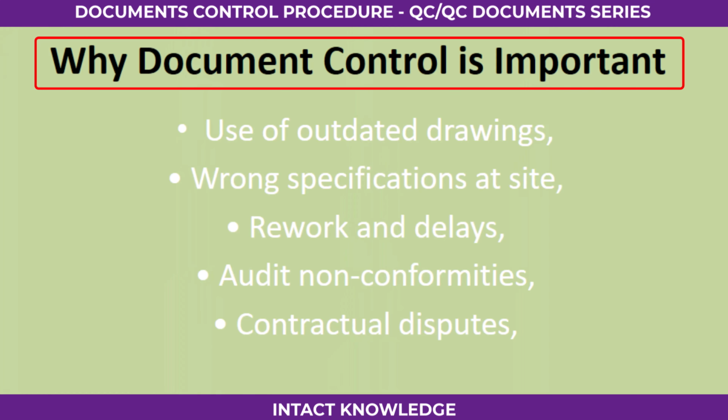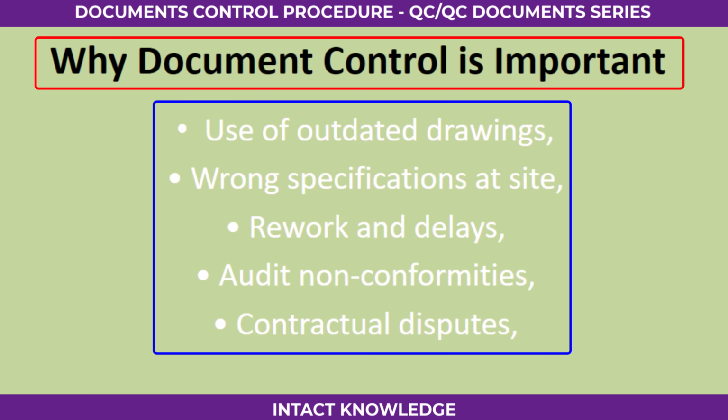Why is document control important? Without document control, projects face serious problems such as use of outdated drawings, wrong specifications at site, rework and delays, audit non-conformities, contractual disputes. Document control procedure protects the project from these risks.